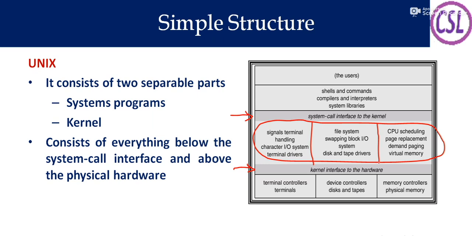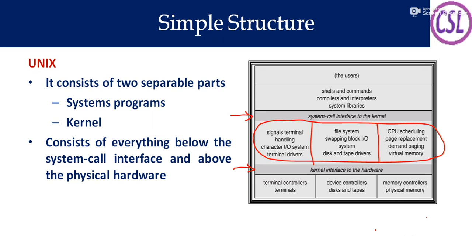But when compared to the DOS operating system, here there is a clear-cut division of the functionalities, and a level by level interface is also there. From the system call interface to the kernel, and from the kernel interface to the hardware, there is an interface. These functionalities cannot directly communicate with the hardware. Even the user cannot communicate with these functionalities except through shell commands, interpreters, and system libraries. So that is the advantage of the Unix operating system. So this is about simple structure.